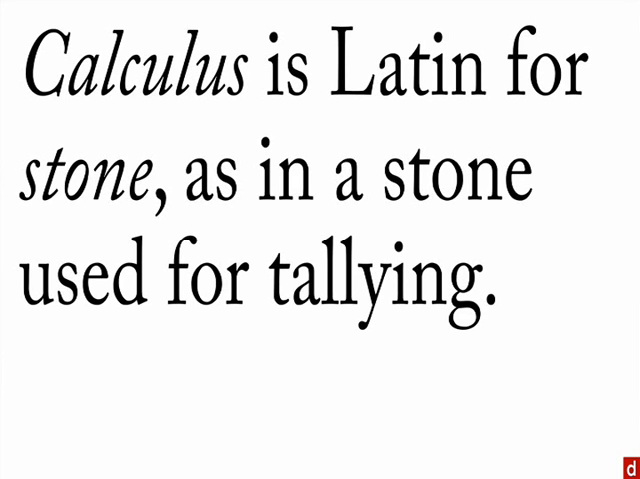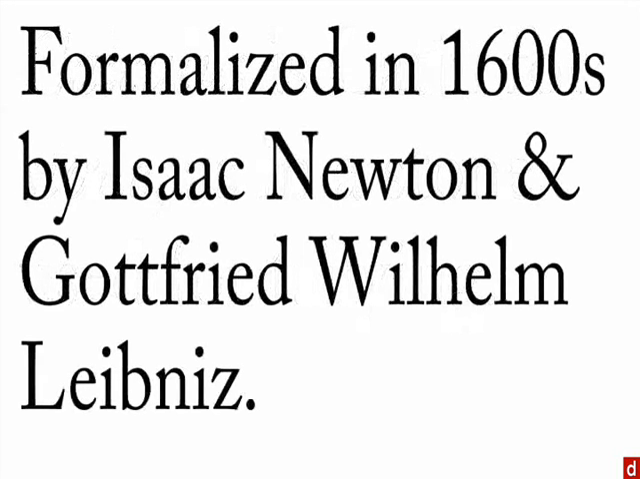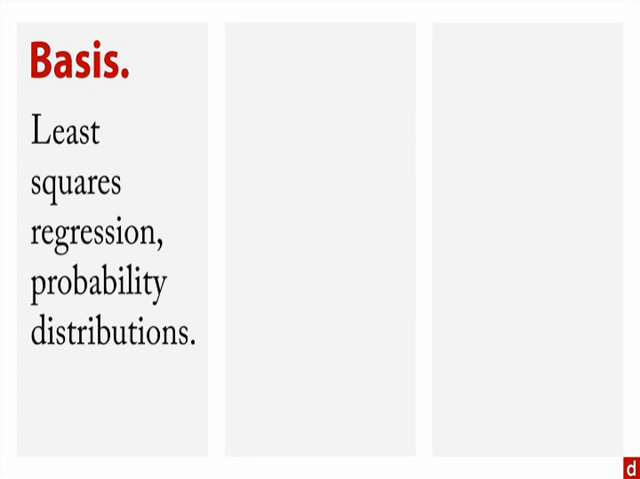And the system of calculus was formalized in the 1600s simultaneously, independently by Isaac Newton and Gottfried Wilhelm Leibniz. And there are three reasons why calculus is important for data science. Number one, it's the basis of most of the procedures that we do. Things like least squares regression and probability distributions, they use calculus in getting those answers.